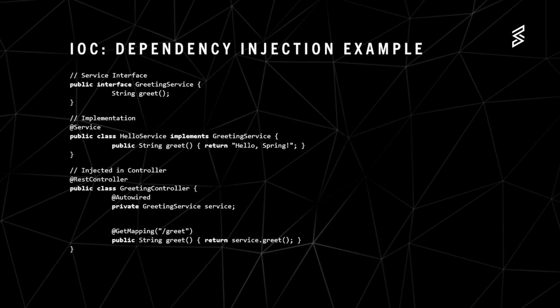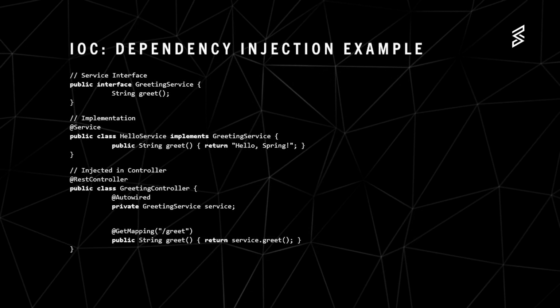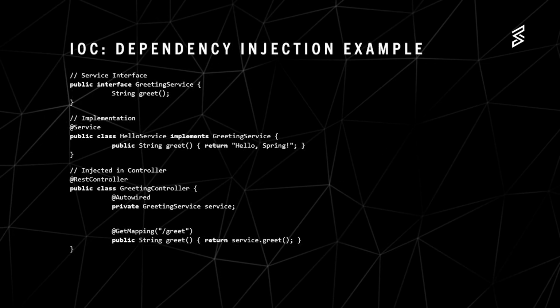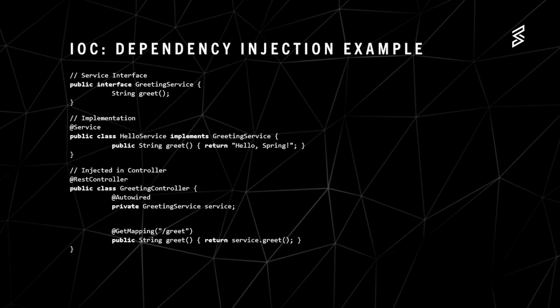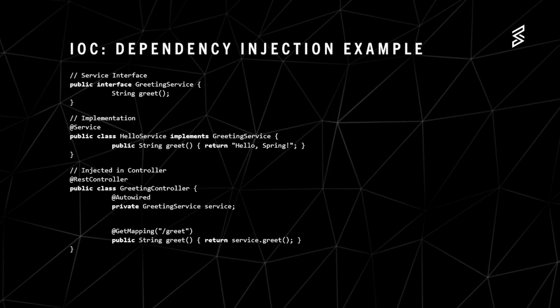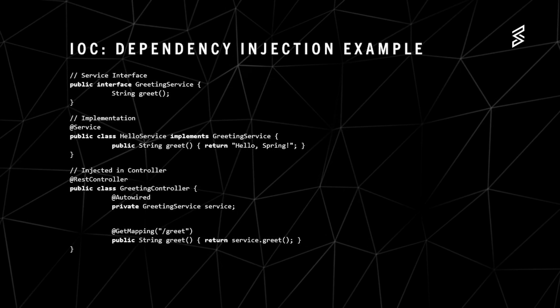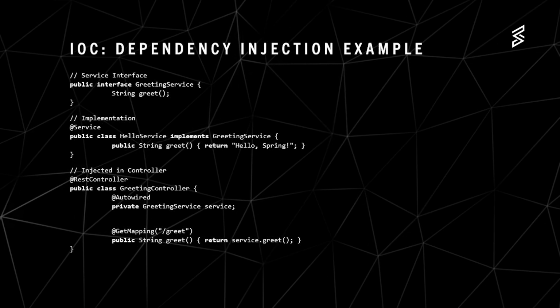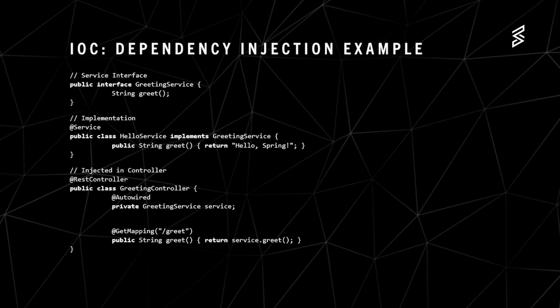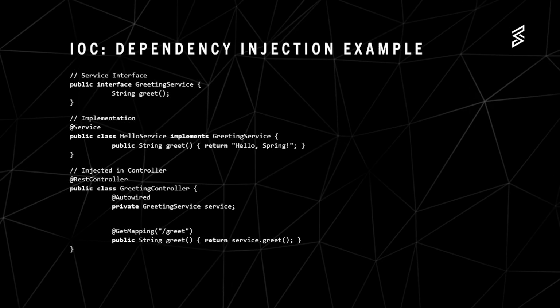This example shows how inversion of control and dependency injection work in Spring. First, we define a simple interface called GreetingService and provide an implementation called HelloService. We annotate it with @Service, telling Spring to treat it as a managed component or bean.